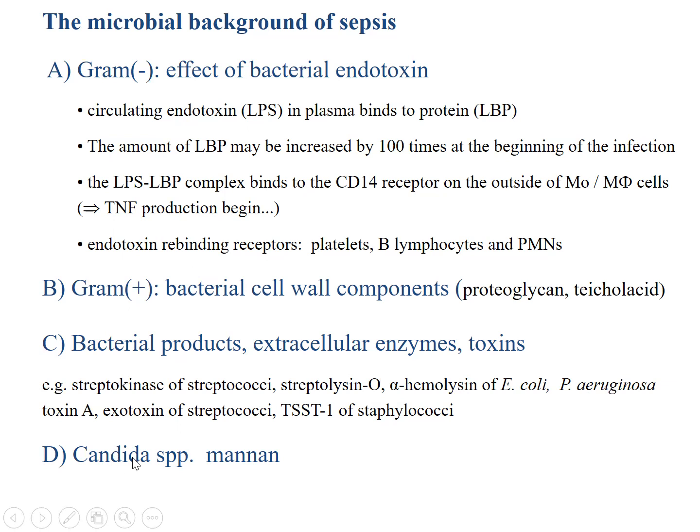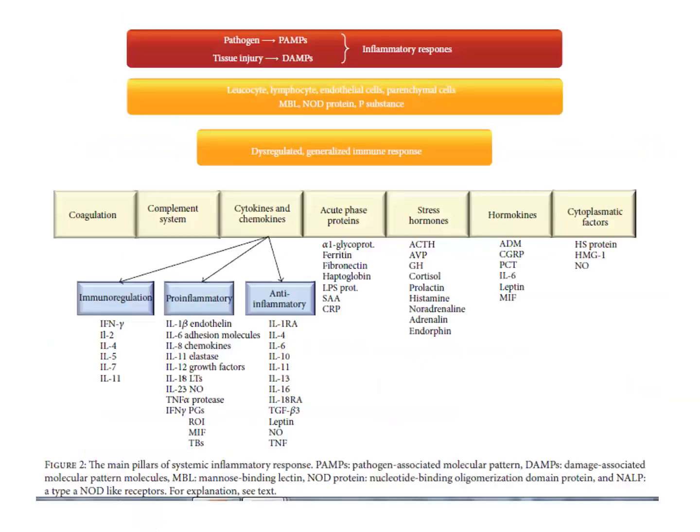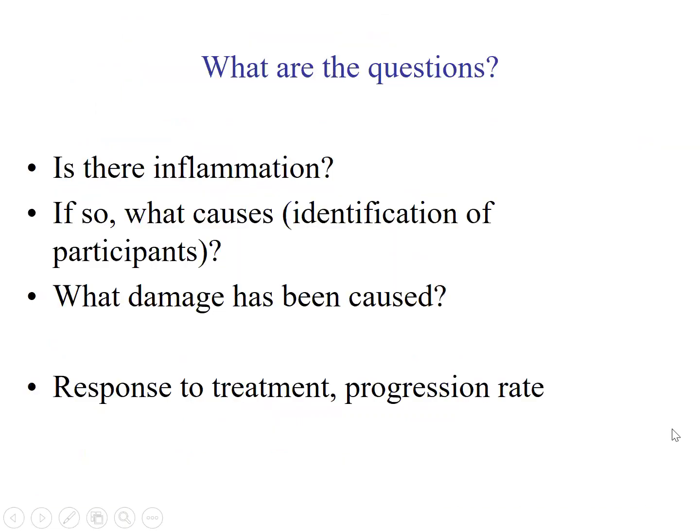And Candida species, if we focus on the Candida species, here you can see that the mannan is the most important, which can be found in the fungal cell wall. And after, we can see these inflammatory responses, and after this, we can check the different changes in the body.